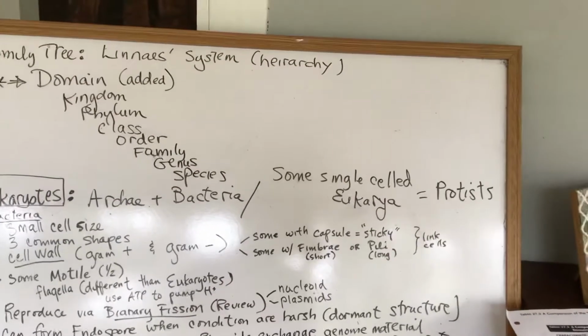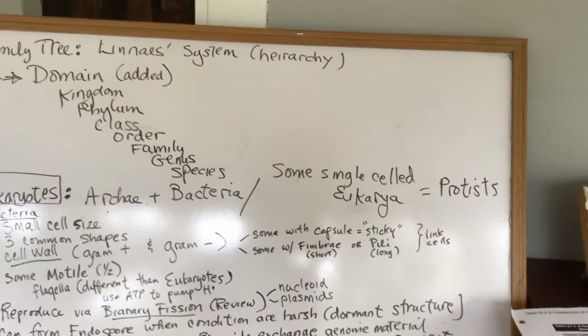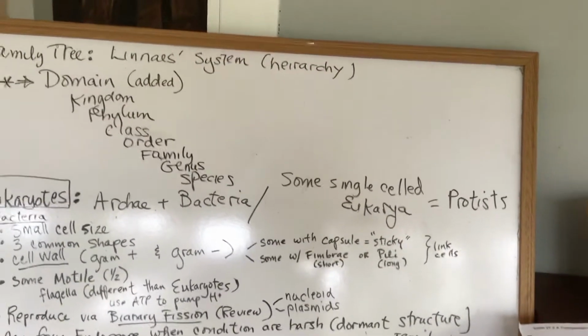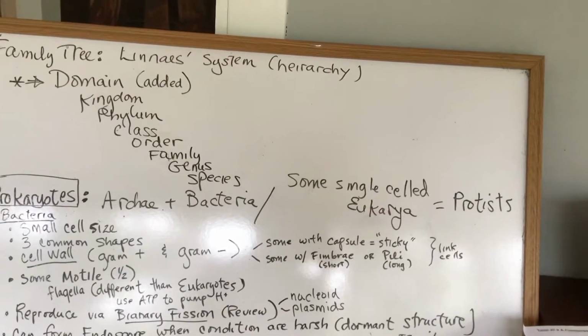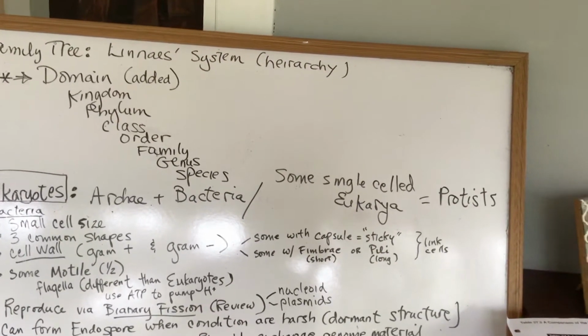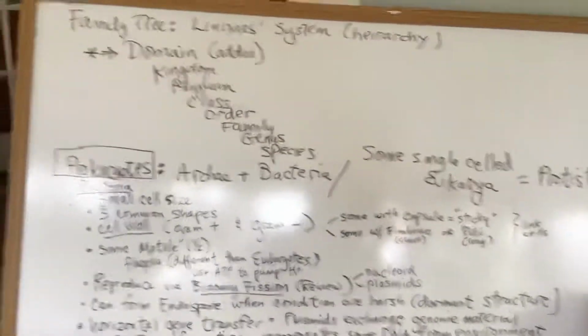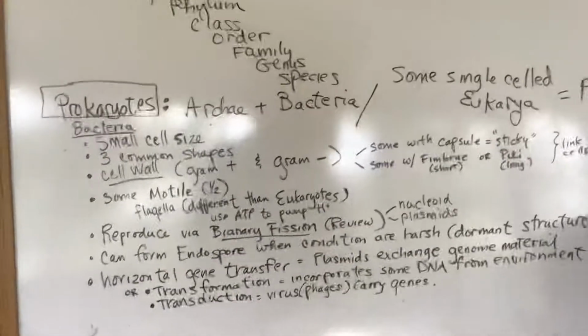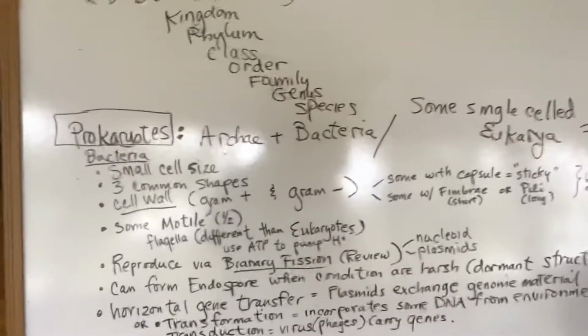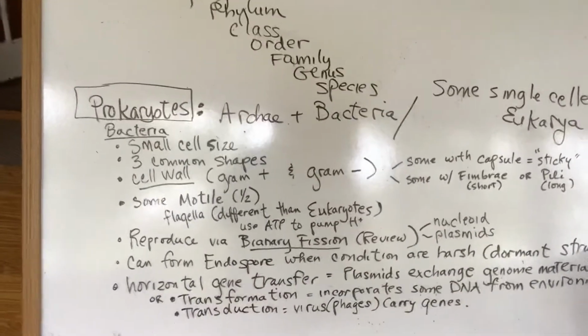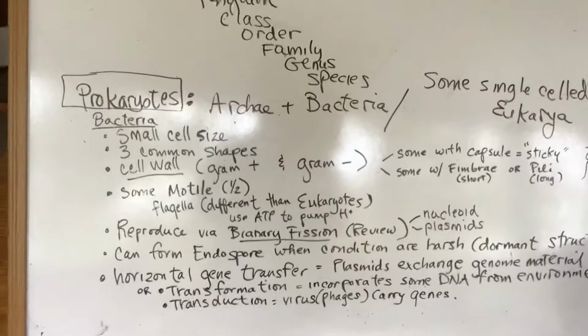And some have fimbriae or pili, which are just appendages. They are not flagella or cilia, although they might kind of look like that a little bit, but fimbriae are short and pili are long. Some of them, more than half of the prokaryotes, that is bacteria, have a flagella. These flagella operate a little bit differently than eukaryotes. In fact, they actually look quite a bit different.